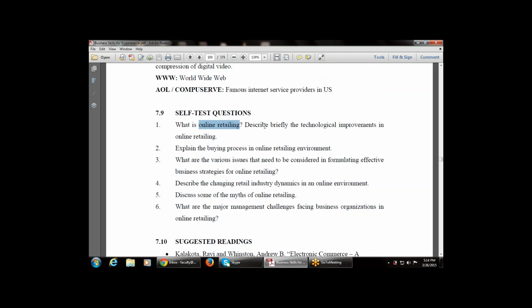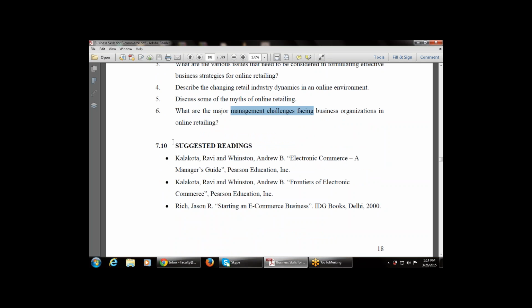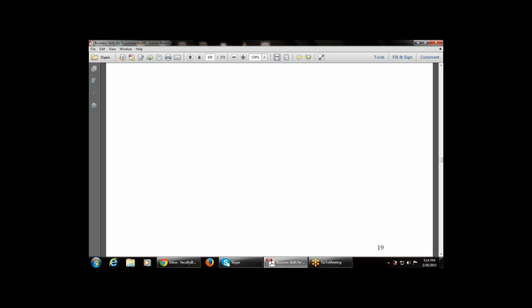And these are the various questions: what is online marketing or online retailing, what are the technologies used like TV and CD-ROM, what is the buying process in online retailing, what are the various issues available in online retailing, what are the myths, and what are the management challenges in online retailing. And these are the various books available for online retailing.